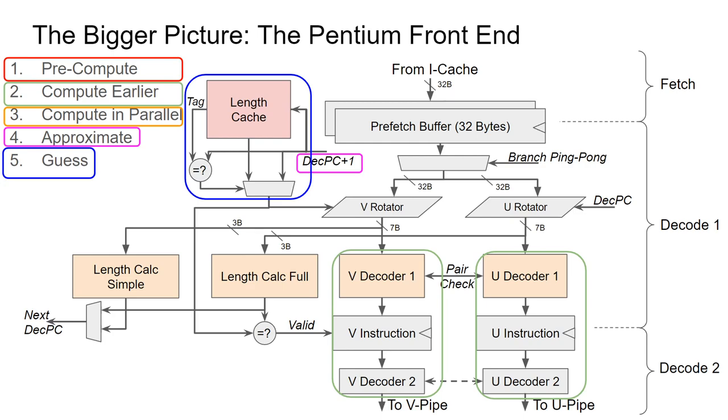Anyway, I hope this helped demonstrate the complexities introduced by the variable length nature of x86 instructions, and how an early architecture design was implemented to help circumvent those complexities.